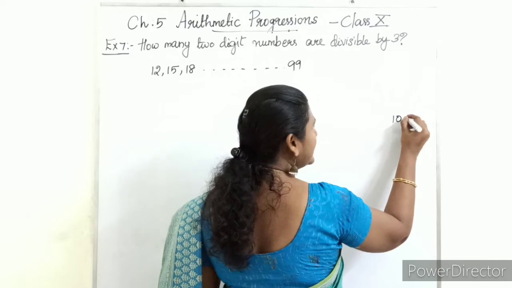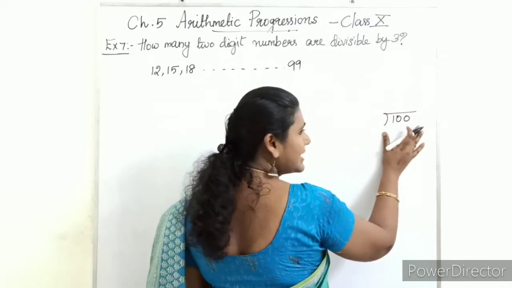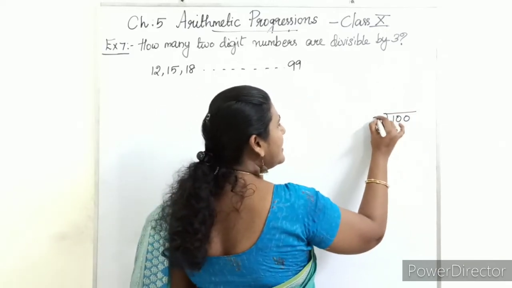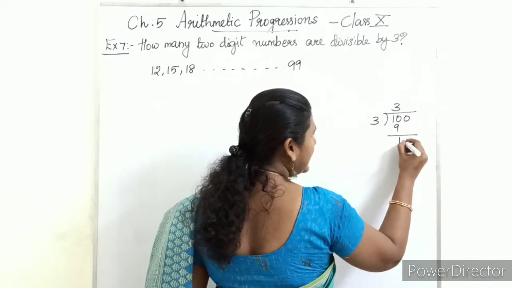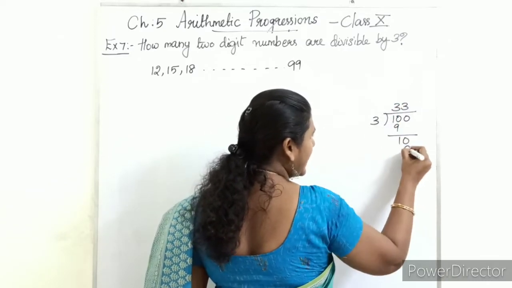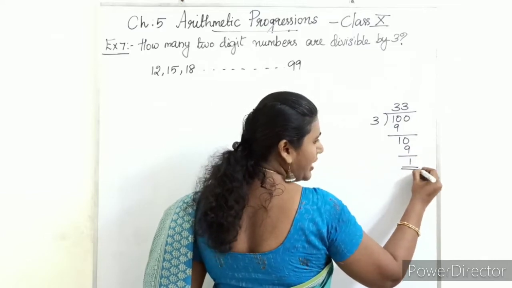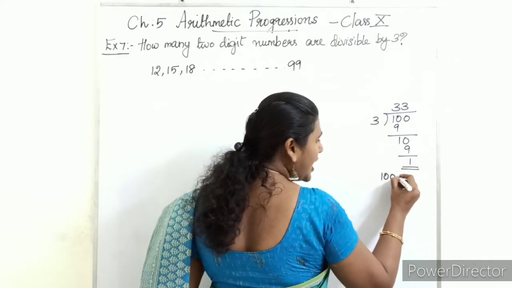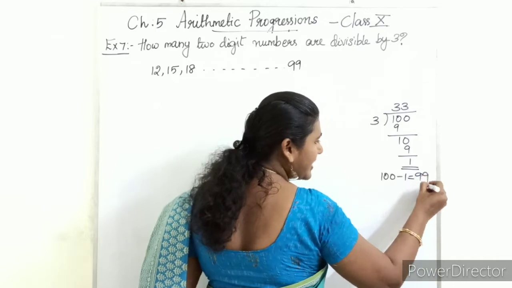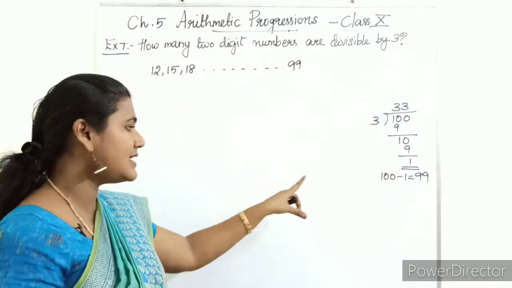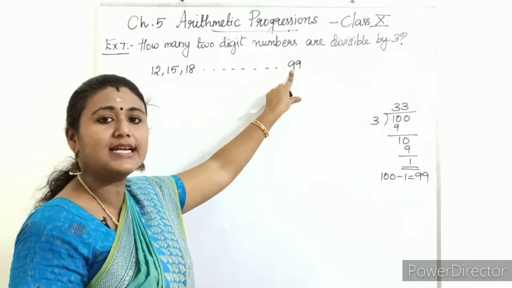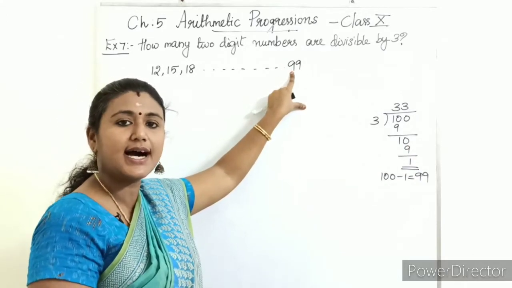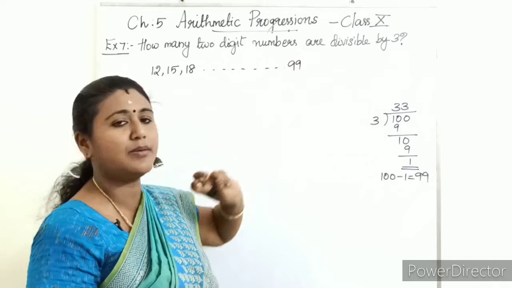It's very easy. The least three-digit number is 100. You can divide this by 3. So 3 times 33 is 99. What is the remainder? 1. So this remainder you have to subtract from 100. First three-digit number, that is 100 minus 1 is equal to 99. So 99 is the last two-digit number divisible by 3.